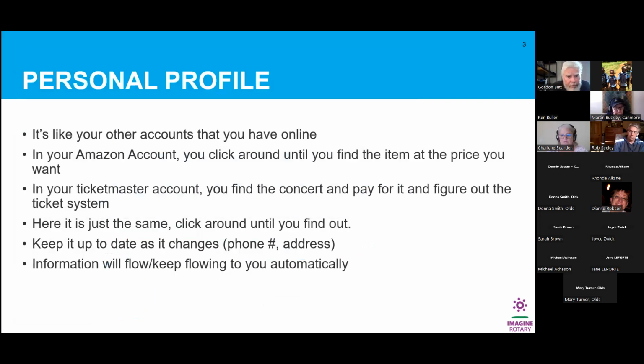So your personal profile is like any other account that you have online. I know everybody goes online and figures everything out. So your Amazon account, you click around there until you find the item you want. You make sure that your address is right. Although we don't hold credit card information, you would put your credit card information in there and make sure that you can purchase items as you need them.